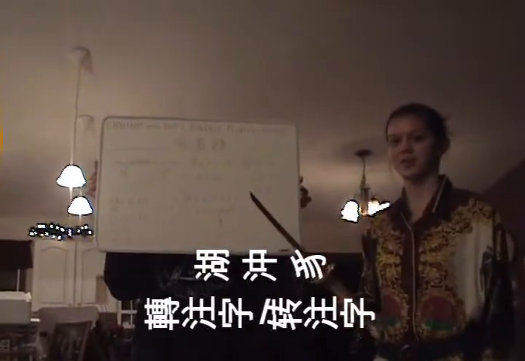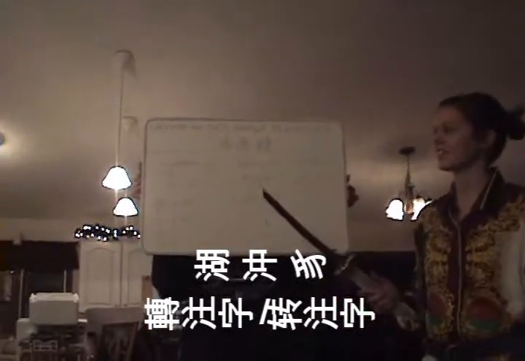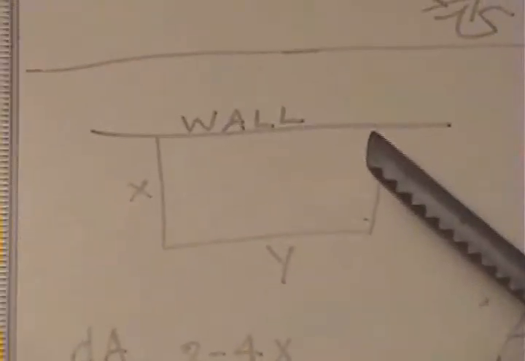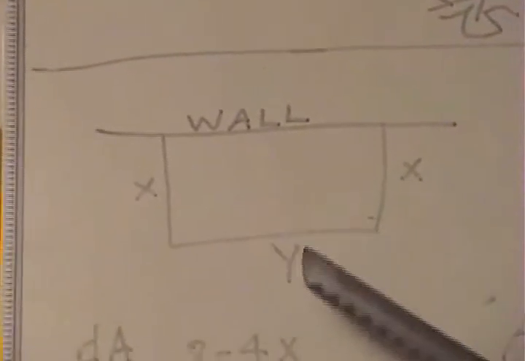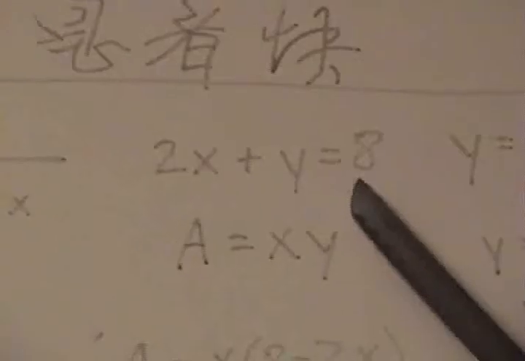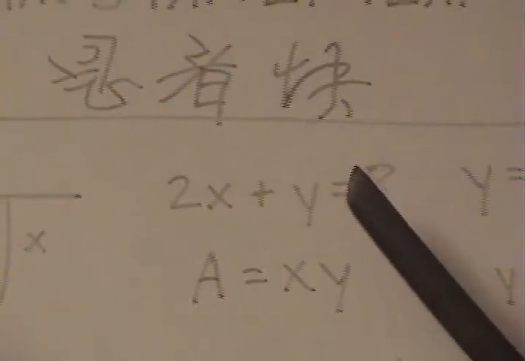Welcome to Chyimpo and Yao's family planning. This is the wall that we will be building the crib against. We will have to build 3 sides with the wood that we have. The 3 sides together will have to equal 8 feet because we have 8 feet of wood.